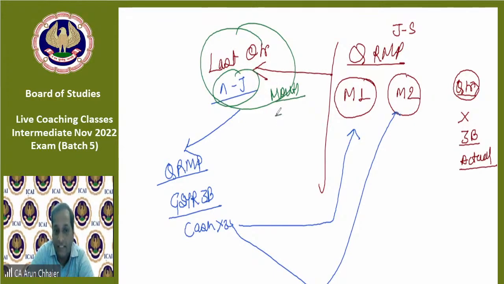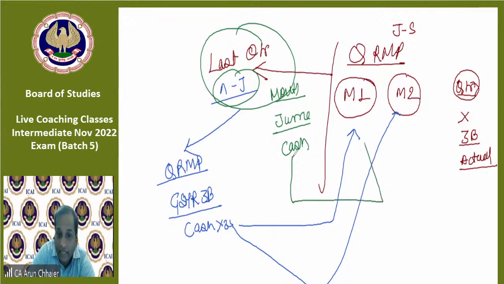Then the last month was June, and for the month of June, how much liability you paid in cash? 100% amount, same amount, equal amount you will pay in month 1 and you will pay in month 2.